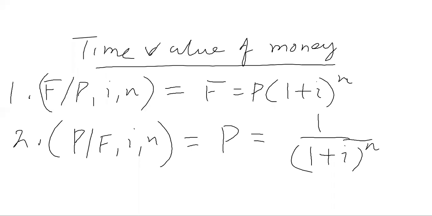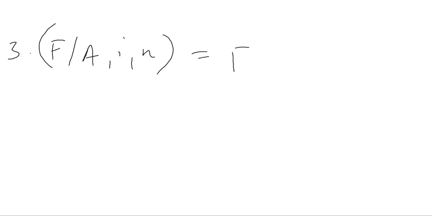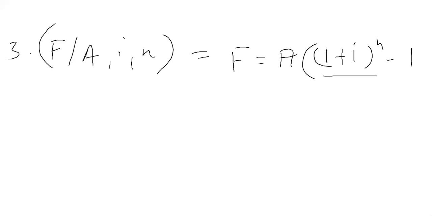Your third formula is your F given A, I, N. This is giving you the F value like your first formula, but for a series now. So your formula becomes F = A into (1 + I)^N minus 1, divided by I.